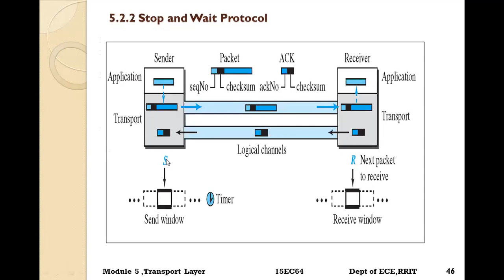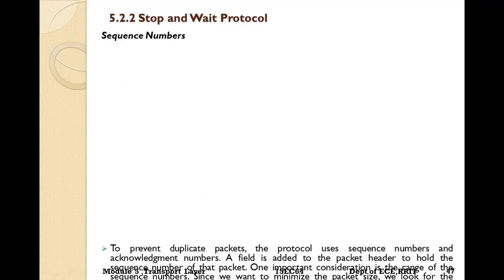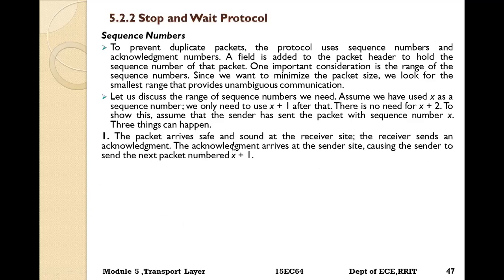So S is the sequence number we are using, and S plus 1 is the next sequence number. We are going to use only x and x plus 1. We are not going to use x plus 2 because we have only one sliding window. So we can use x plus 1 as the sliding window here. Here we can use only x and x plus 1; we have no need of x plus 2 because only one sliding window is used. So the next packet sequence number will be x plus 1, and when we receive the acknowledgement, we will increment to x plus 1.